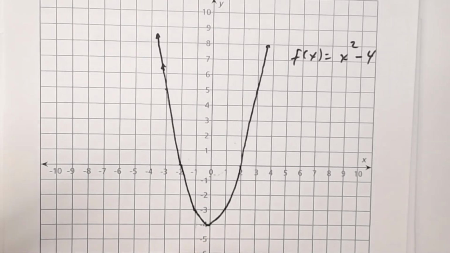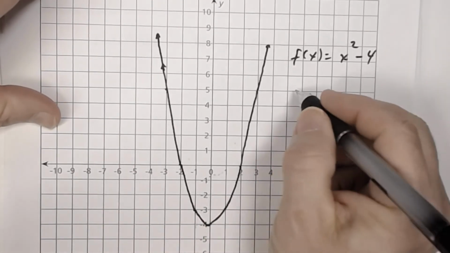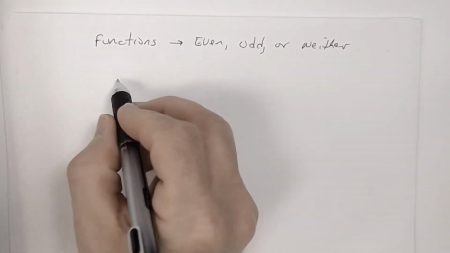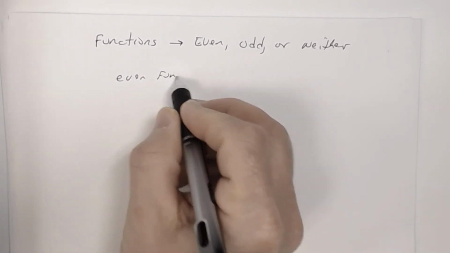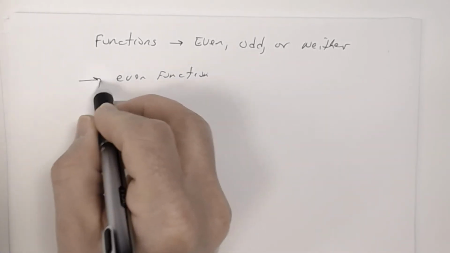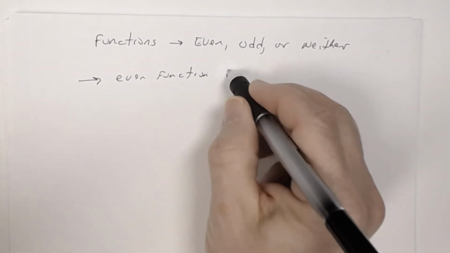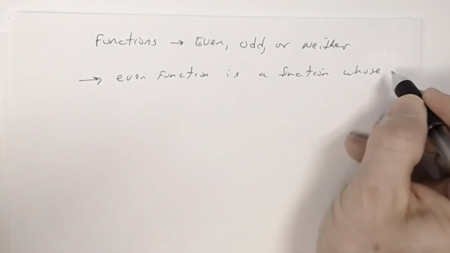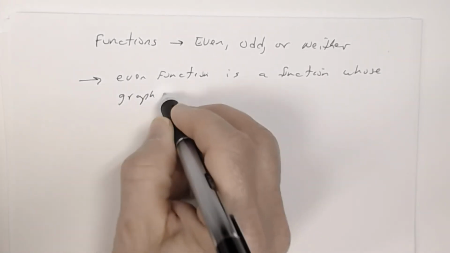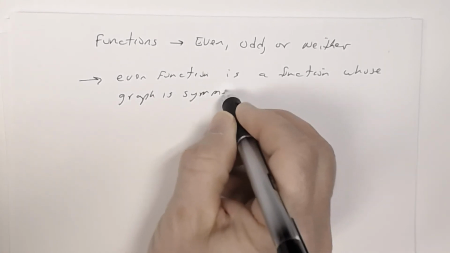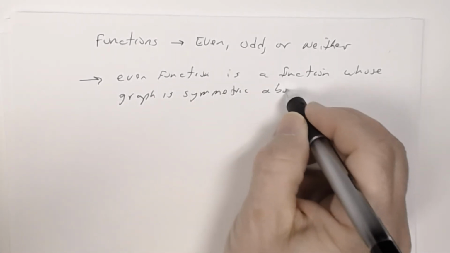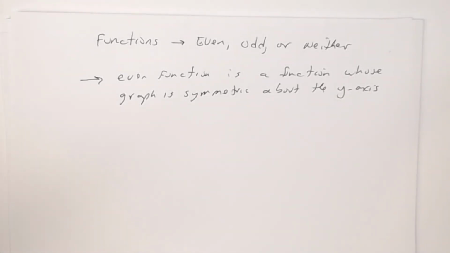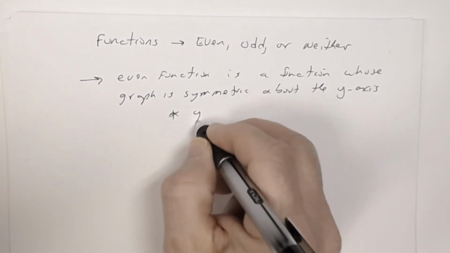Remember, this is an even function. An even function is a function whose graph is symmetric about the y-axis. So it has y-axis symmetry.